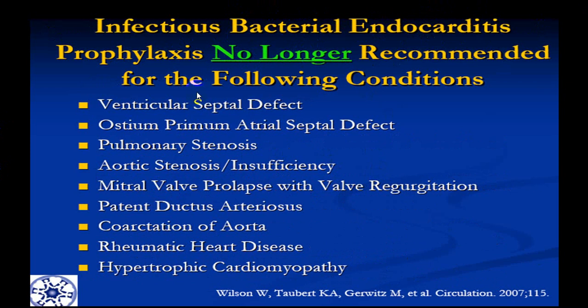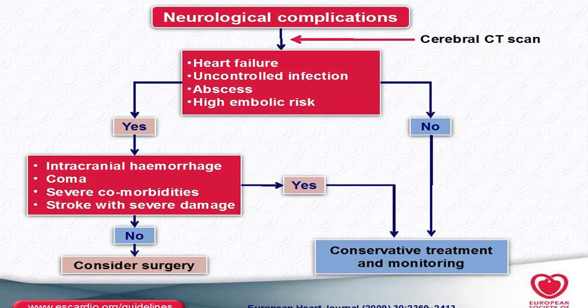Usually prophylaxis is not given in this group if there are no indications, like VSD, ASD, pulmonary stenosis, AR, PDA, coarctation, etc. So they no longer give prophylaxis in this group. Now for neurological complications, usually a CT scan is advised and you can take advantage of the CT scan and decide whether the person needs surgery or not depending upon the clinical findings. And in some of the people, you might need a conservative line of treatment and monitoring.